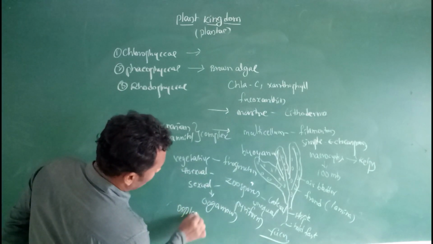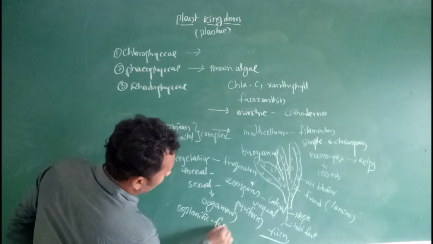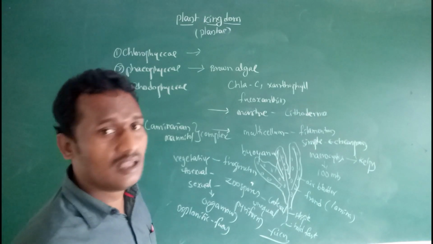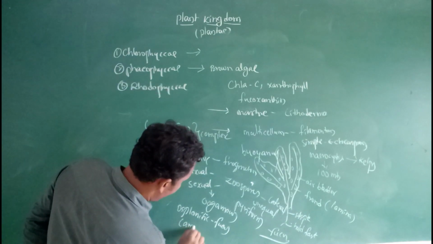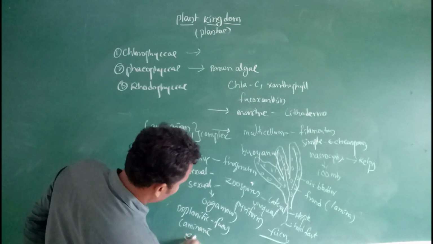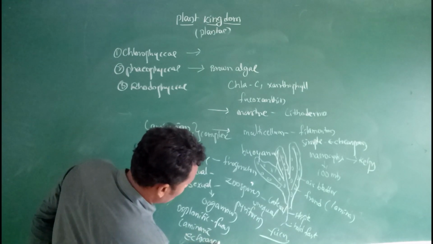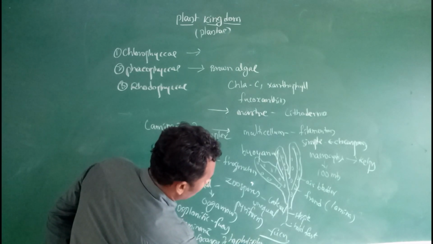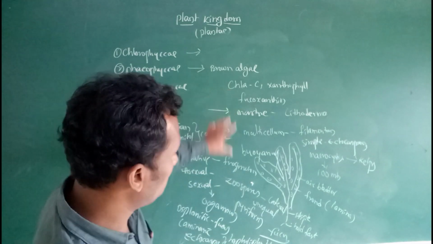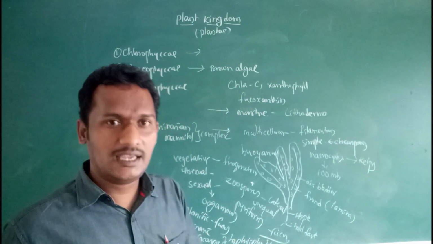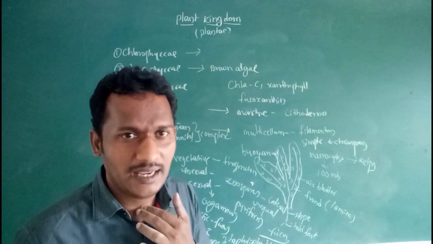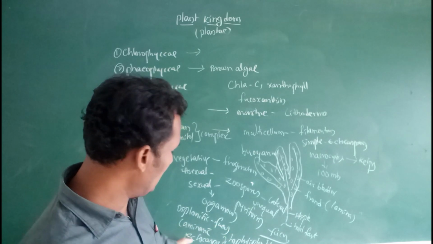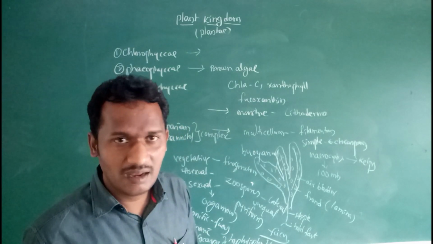The diplontic life cycle is mainly in Fucus. Then Laminaria and Ectocarpus show the haplodiplontic life cycle. So Phaeophyceae members show haplontic, diplontic and haplodiplontic life cycles.